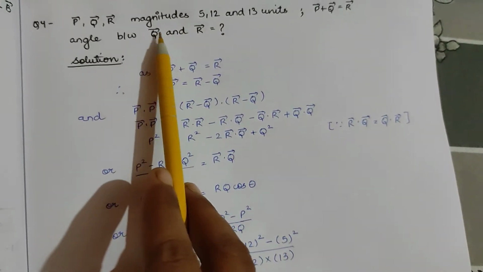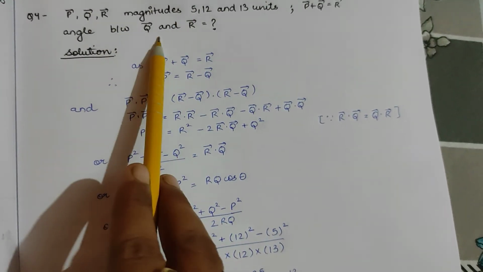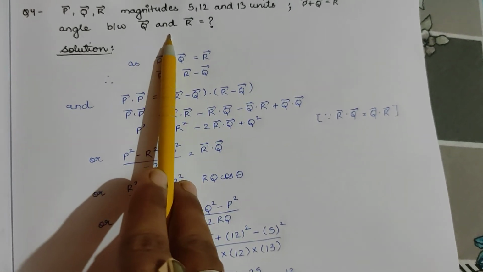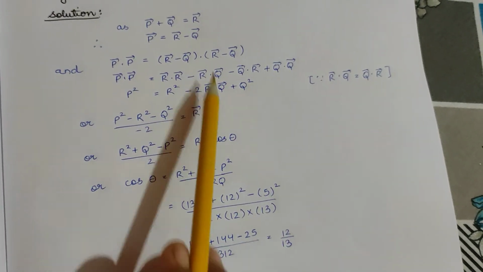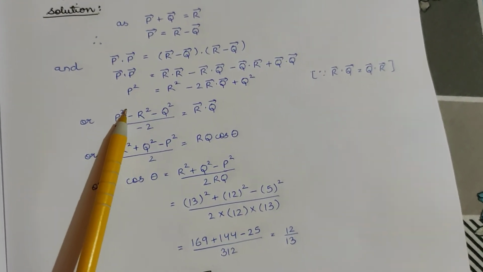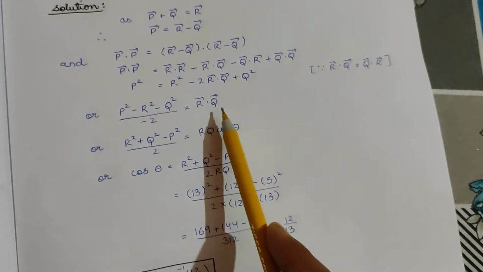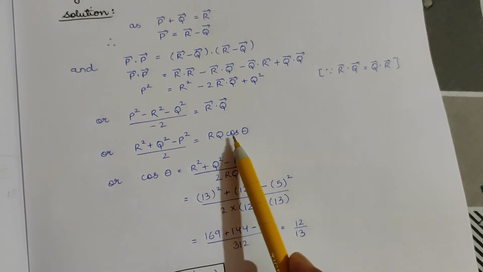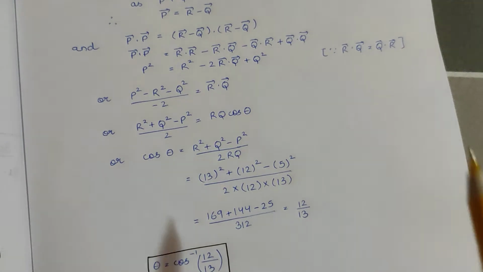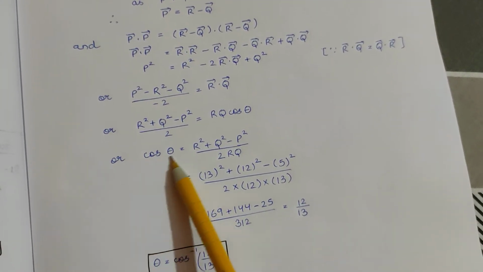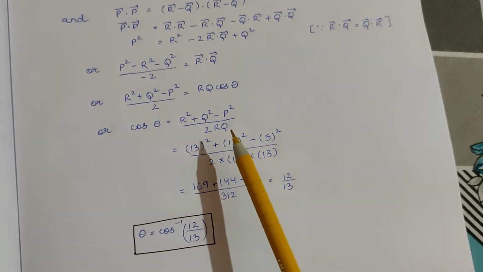But I told you that as we have to find the angle between vector Q and vector R, somewhere we have to use vector R dot vector Q. Fine. So what we will do? We will take all other components to the other side and we will keep only vector R dot vector Q. Fine. When we expand it, we get RQ cos theta according to the scalar product. And we are left with all these things. Now we have to find the angle, so we will consider cos theta. So the rest of RQ will come in the denominator.